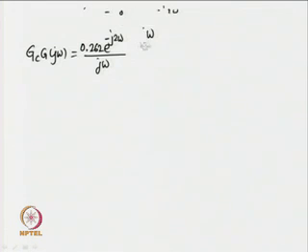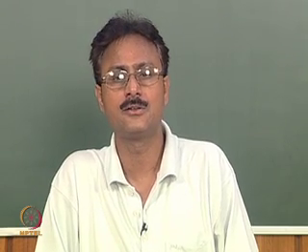Now, we shall define a few parameters that are associated with frequency domain analysis of a system. Those are the gain crossover frequency omega g. The frequency at which the gain of the loop is unity is known as the gain crossover frequency.